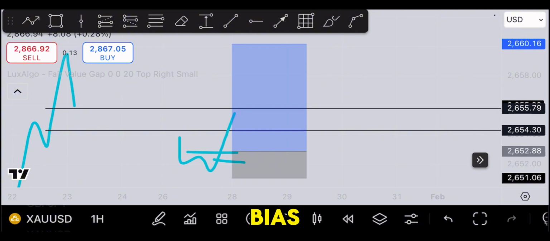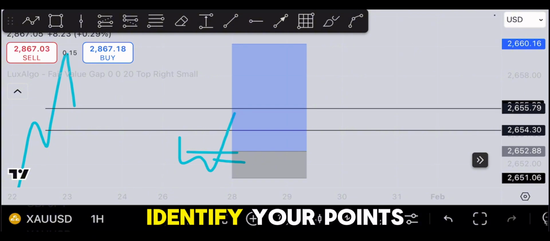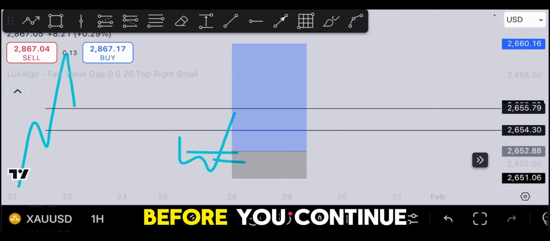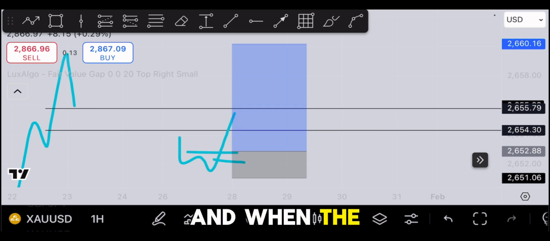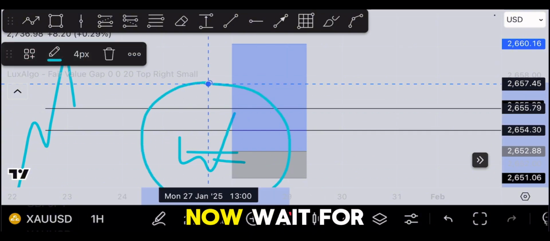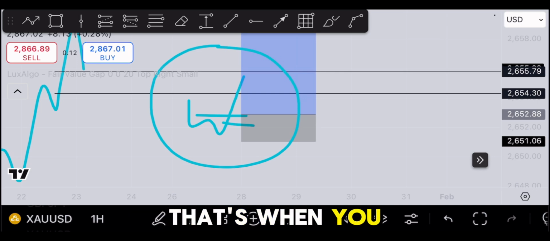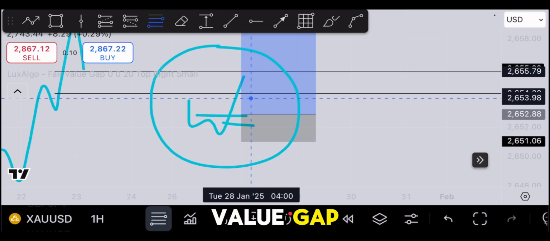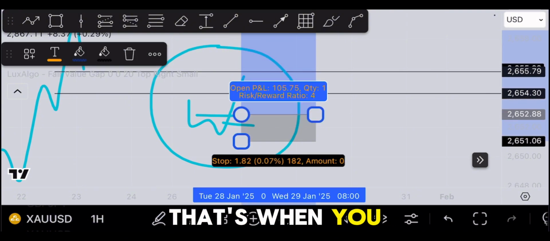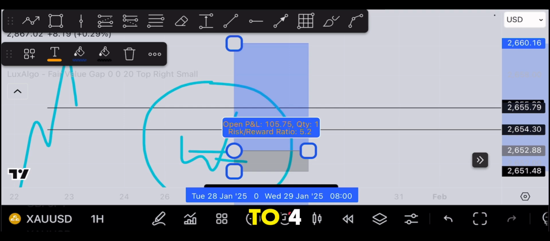Identify the daily bias. That's number one. After identifying the daily bias, identify your points of interest. Where is the market most likely going to retrace to before we continue higher? And when the market retraces to that zone, that's when we now look for this setup. That's when you now wait for the market structure shift. After the market structure shift happens, that's when you use your fib, or you wait for your fair value gap. And when the market trades back to your fair value gap, that's when you put your stop loss on the low that we just made and you aim for 1:4.